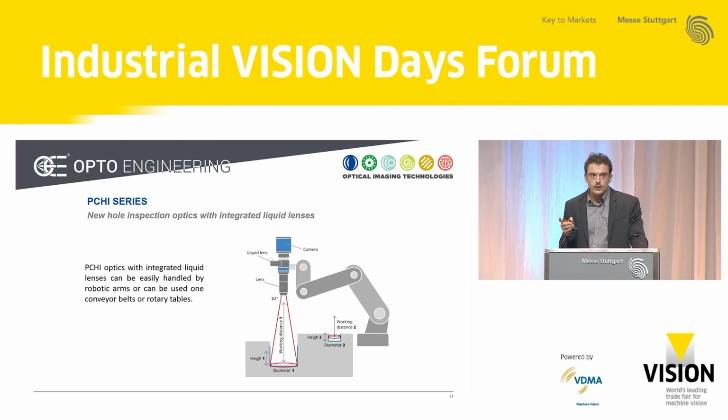Another important thing is that due to the fact that these lenses are not meant to be introduced inside the object, you don't necessarily need a robotic arm to handle them. You can simply place the samples on a conveyor belt or a rotary table, and the lens can be fixed above them.